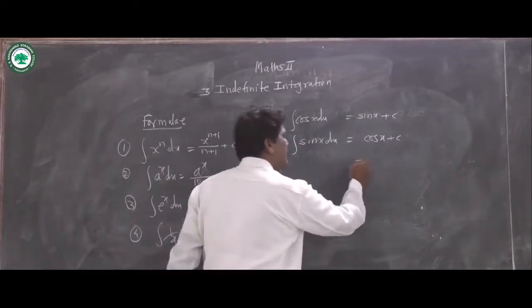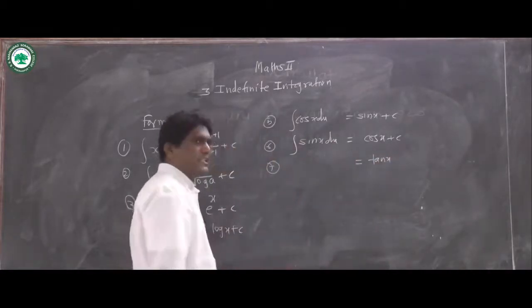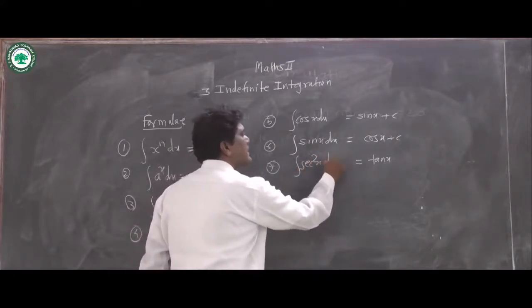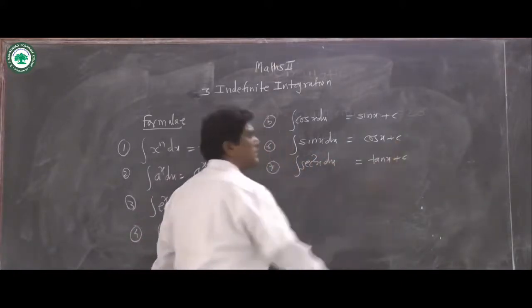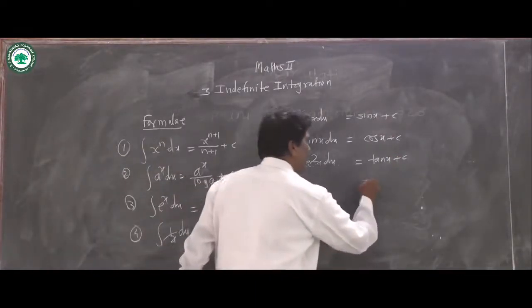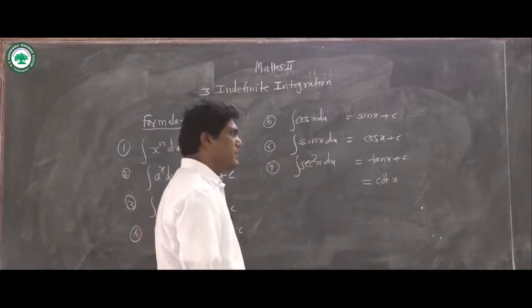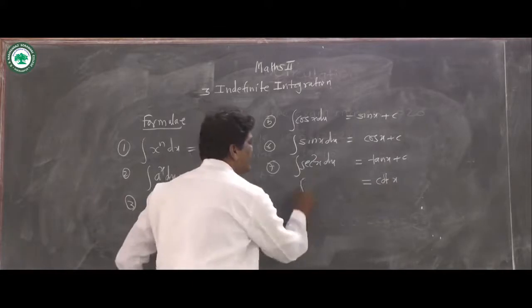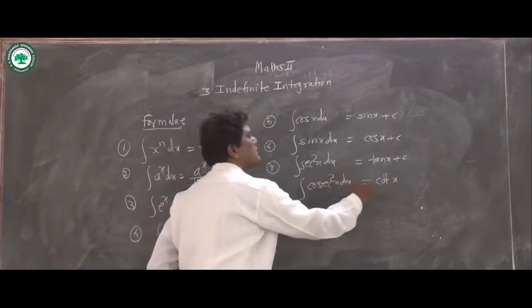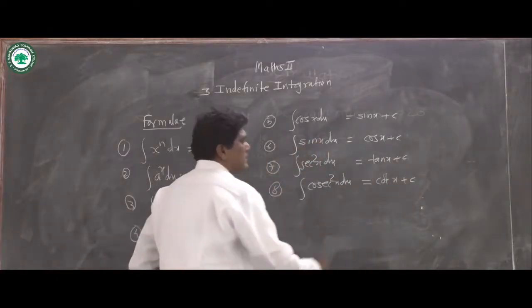Now what is the derivative of tan x? Derivative of tan x is sec square x. So integration of sec square x dx is equal to tan x plus constant of integration. Now what is the derivative of cot x? Derivative of cot x is minus cosec square x. So integration of cosec square x dx is equal to minus cot x plus constant of integration.